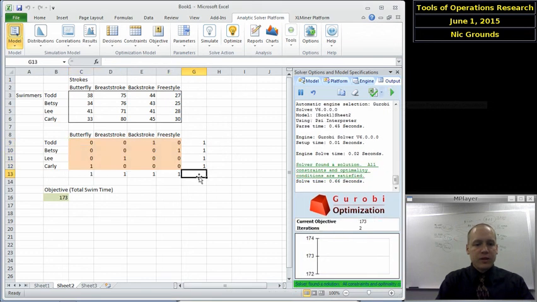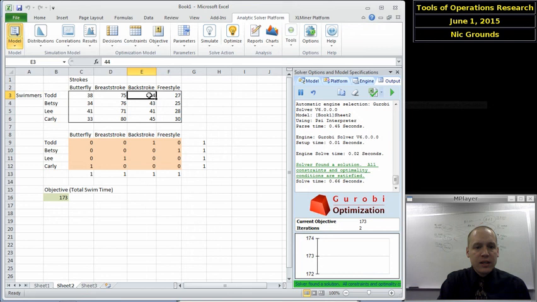Okay, so it looks like here they found that the optimal assignment is to have Todd swim the backstroke, Betsy swim the freestyle, Lee swim the breaststroke, and Carly swim the butterfly. Okay, for a total swim time of 173.